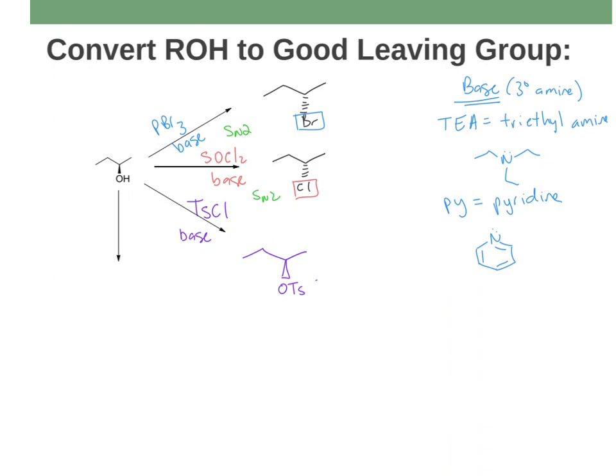And what on earth is that? A tosyl group is a sulfur double bonded to two oxygens, and it's attached to an aromatic ring with a CH3 on it. And this whole piece right here is the Ts group, the tosyl group. This is tosylate.